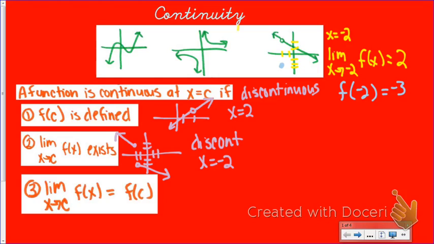So both of those first two statements are true. f of c is defined, it's equal to -3, and the limit as x approaches -2 also exists, it's 2. But this invalidates that third statement, which says that those two numbers have to be equal. And because those two numbers are not equal, the function is discontinuous when x is equal to -2. And I am out of space, but that word would be discontinuous.